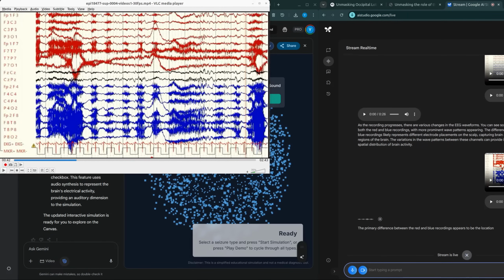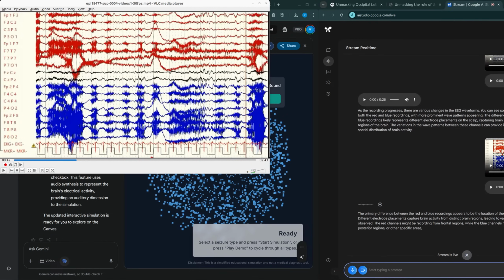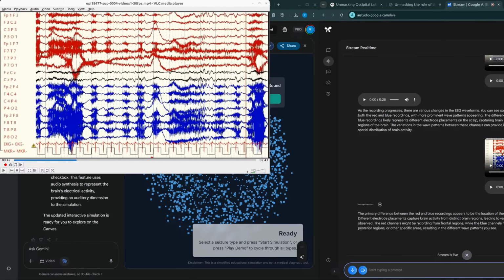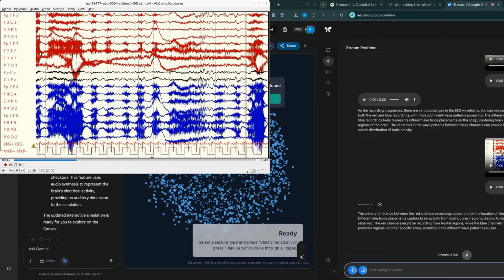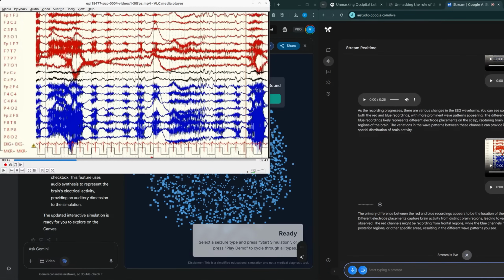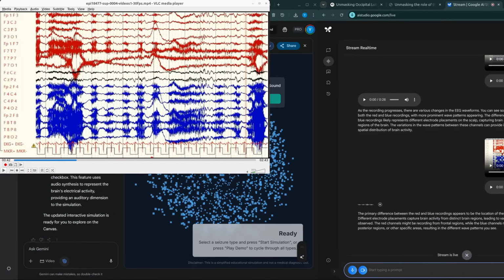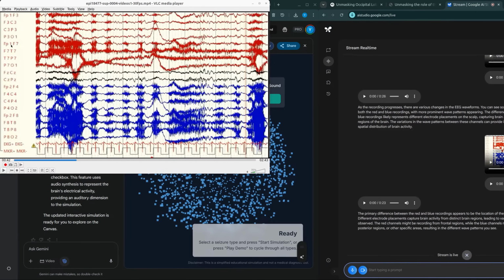The primary difference between the red and blue recordings appears to be the location of the electrodes on the scalp. Different electrode placements capture brain activity from different regions, leading to variations in the waveforms observed. The red channels might be recording from frontal regions, while the blue channels might be recording from posterior regions or other specific areas, resulting in the different wave patterns you see.